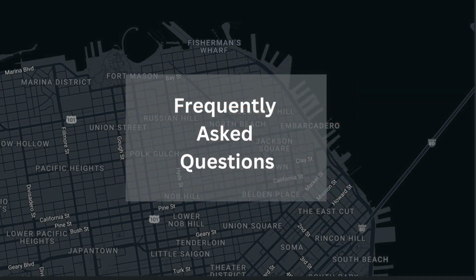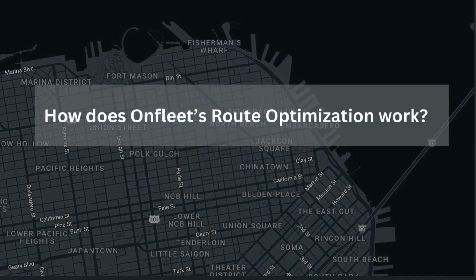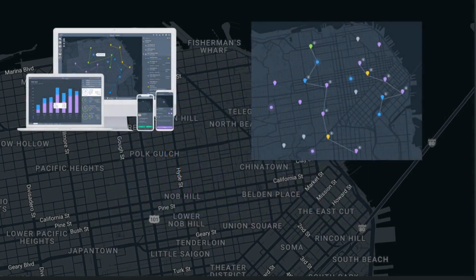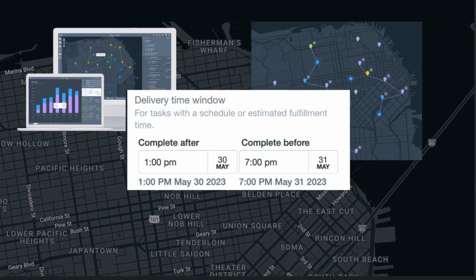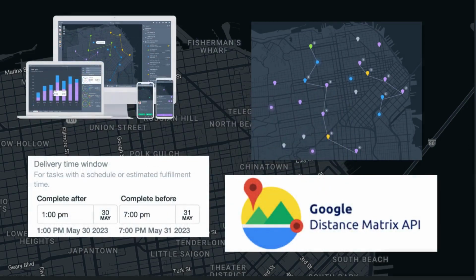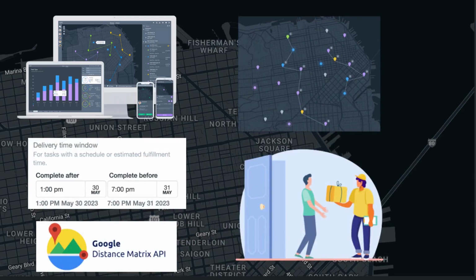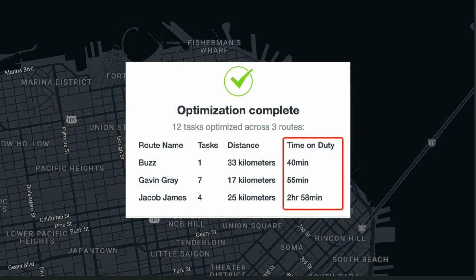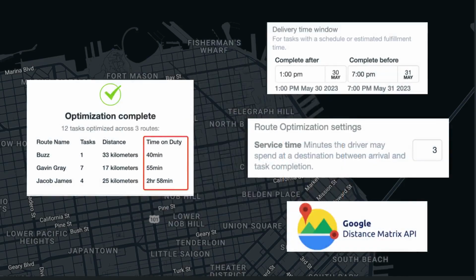Frequently asked questions. How does Onfleet's route optimization work? Onfleet's algorithm considers your organization's delivery locations, time windows, historical traffic data, road speeds and restrictions, driver schedules, and if included, the capacity of vehicles and time spent on site. How is the time on duty estimation calculated? Time on duty is an estimate of the distance the driver will be performing on the route using Google's Matrix API, any service time added to the task, and the completion times for the tasks.